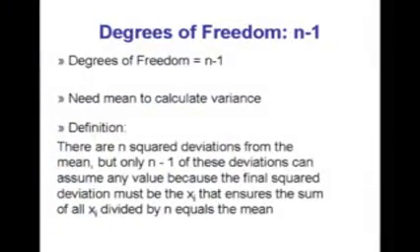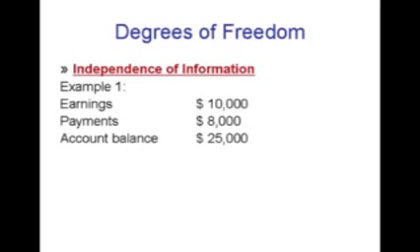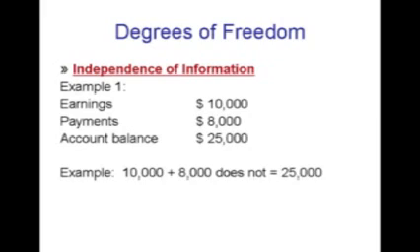The number of observations minus 1 is the degree of freedom. Note that we must calculate the mean in order to calculate the variance. Try not to get caught up in this lengthy definition of degrees of freedom. The example coming up should explain the concepts adequately. The key idea when working with degrees of freedom is independence of information. Let's suppose that our earnings are $10,000 and our payments are $8,000 and our bank account balance is $25,000. Knowing either one or two of these pieces of information will not aid in deducing the others.